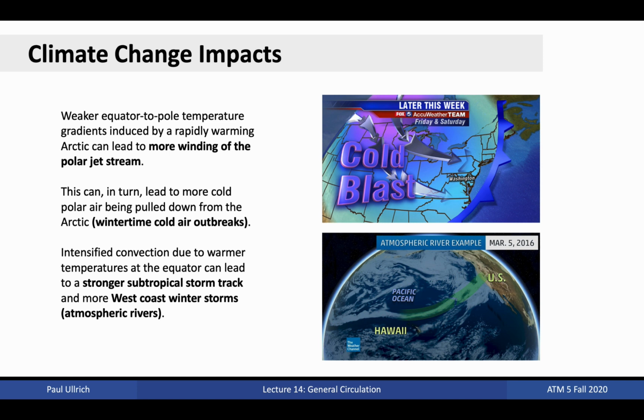A second feature expected under climate change is an enhancement in the moisture, size, and intensity of atmospheric river events. Atmospheric rivers are narrow filaments of moisture that connect the subtropics to the mid-latitudes and are responsible for bringing rain to California. An enhanced subtropical jet that emerges in response to a more vigorous Hadley circulation may bring with it a greater risk of flooding.